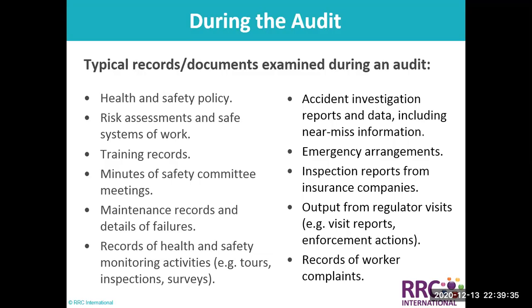Typical records and documents examined during an audit: health and safety policy, risk assessments and safe systems of work, training records, minutes of safety committee meetings, maintenance records and details of failures, records of health and safety monitoring activities, tours, inspections and surveys, accident investigation reporting and data, including near miss information, emergency arrangements, and maybe medevac, drills, fire, and what have you. Inspection reports from insurance companies. Output from regulators' visits, for example visit reports, enforcement actions, and all that.